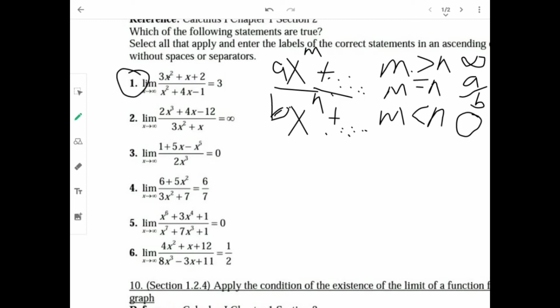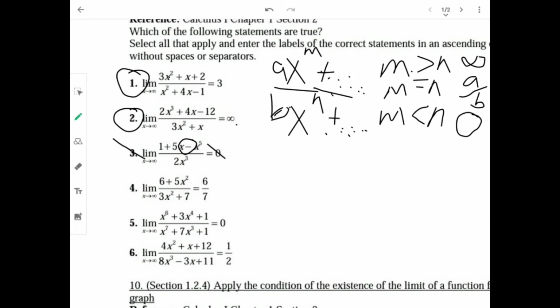Now the second one, the numerator is greater, so it's infinity, which is correct, and it's plus infinity because 2 over 3 is positive in numerator and denominator. For number 3, the numerator is greater, but it's minus here, so that's why it becomes minus infinity and not even 0, so this is wrong.